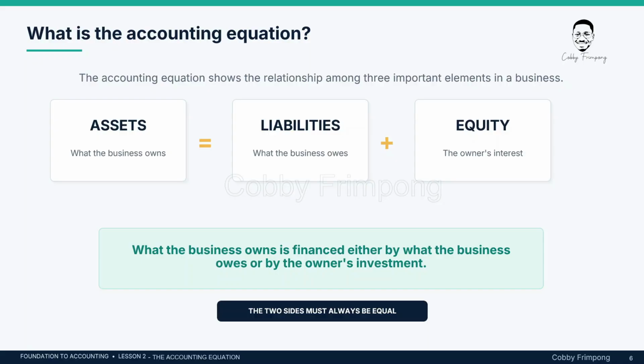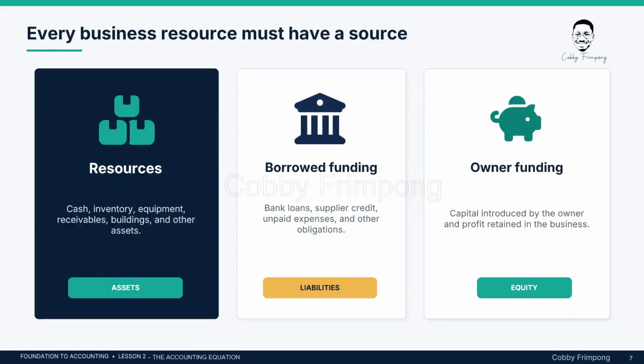The accounting equation is assets equals liabilities plus equity. The equation shows the relationship between what the business owns, what it owes, and the owner's interest. Everything a business owns must come from somewhere. It may come from borrowed money, which creates liabilities, or from the owner's investment, which creates equity. Every business resource must have a source.